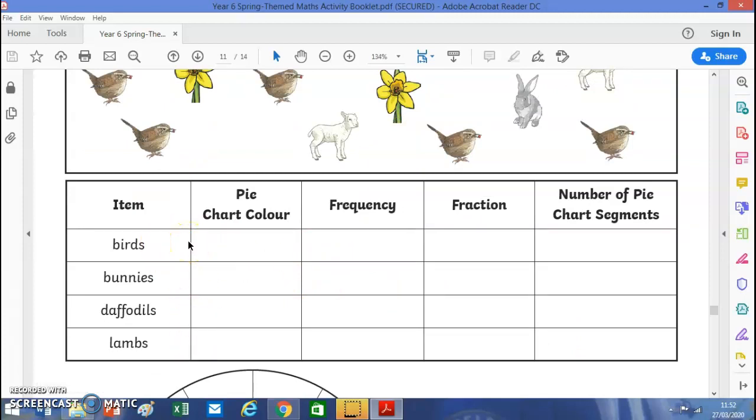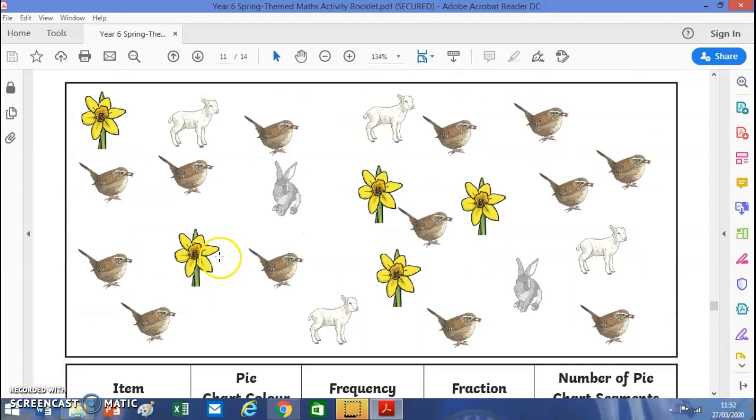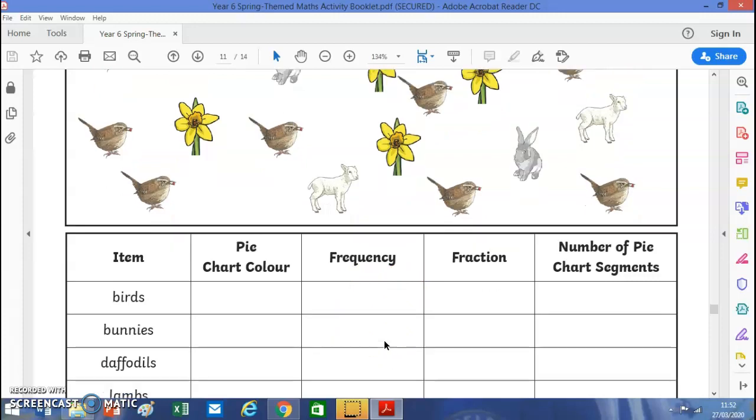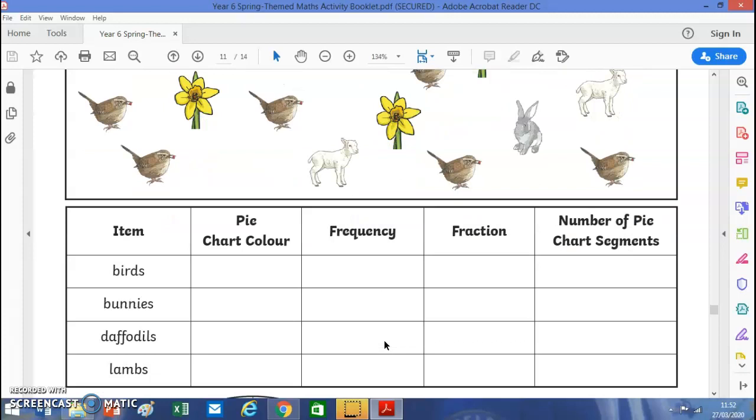So if you were looking at the frequency of the birds, how many times do the birds occur in this box here? Well, what is the frequency of them? So you count them. Let's say we've counted 7. My advice to you is to strike through them each time you've counted them so you don't double count. So let's say this frequency is 7. There are 7 birds. I would write the number 7 in the box underneath where it says frequency. And I'd do the same for the bunnies, the daffodils and the lambs.